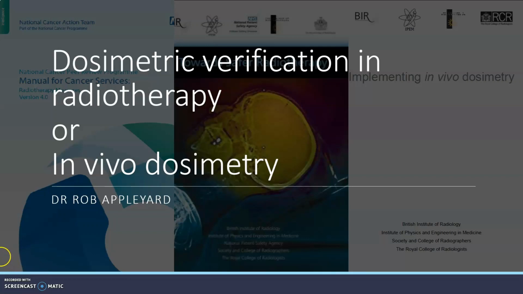And what you can see in the background to this slide are a number of documents that recommend the use of in vivo dosimetry. We'll come back to some of these as we go on, but these are ones that you might want to refer to. So the World Health Organization and the Royal College of Radiologists all recommend that there should be some form of dosimetric verification during the delivery of radiotherapy.